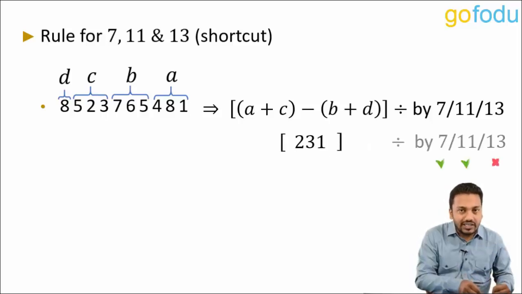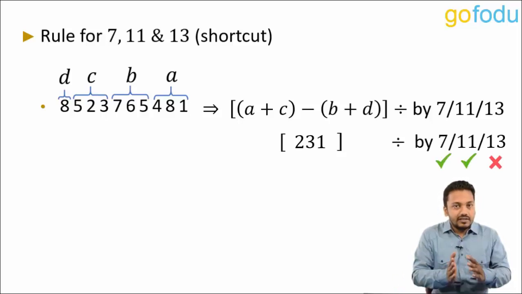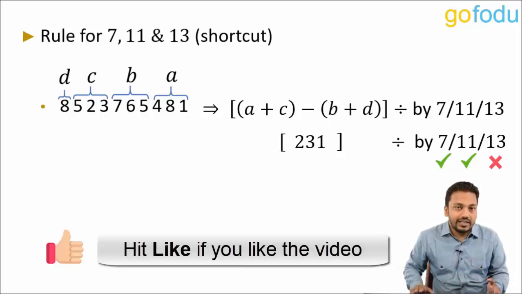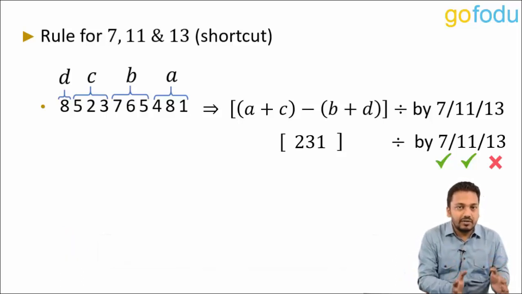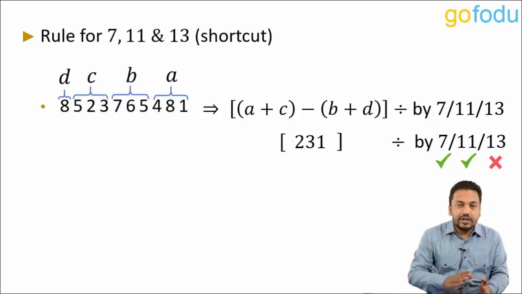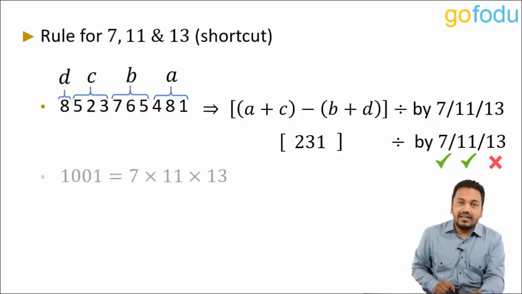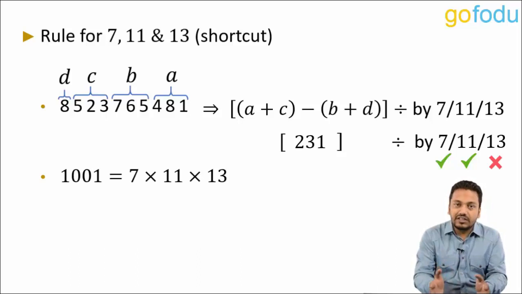Now is 231 divisible by 7, 11 or 13? Yes, this number is divisible by 7 and by 11, but not by 13. So directly we can conclude that the bigger number will also be divisible by 7 and by 11 and not by 13. And as we are talking about 7, 11, 13, keep one more thing in mind, a small thing, that 7 into 11 into 13 is 1001.